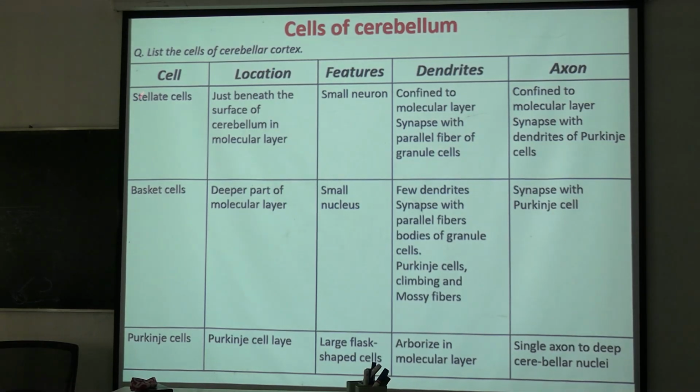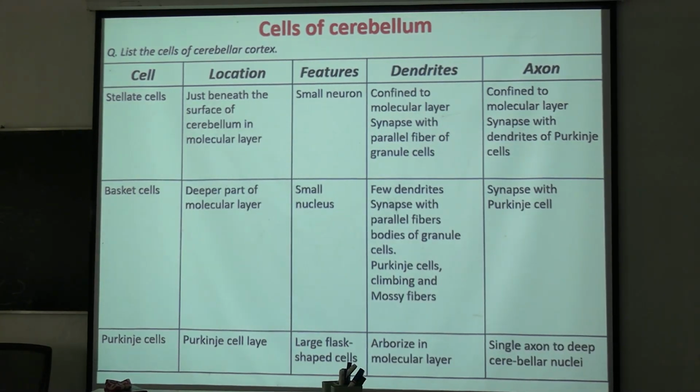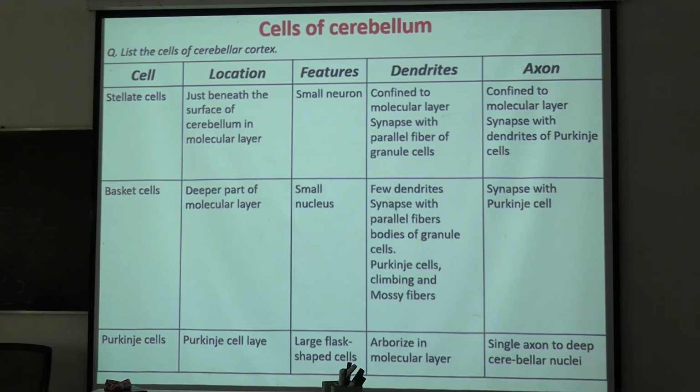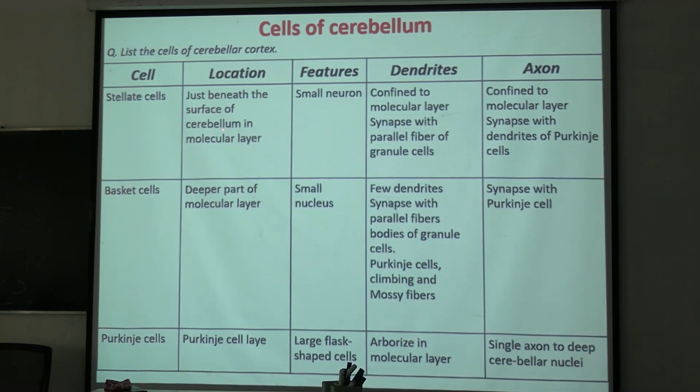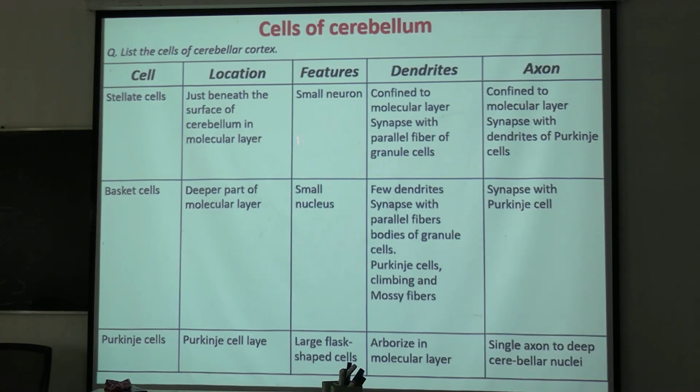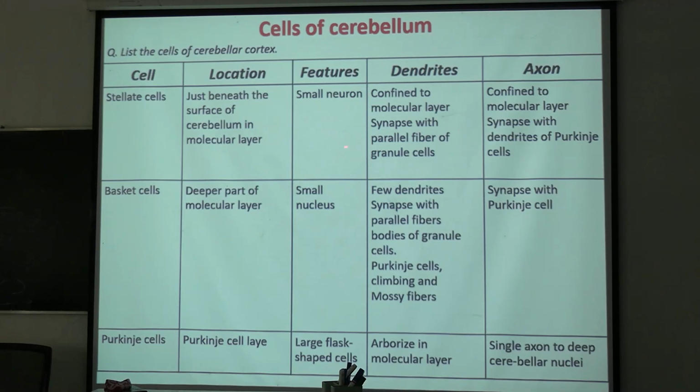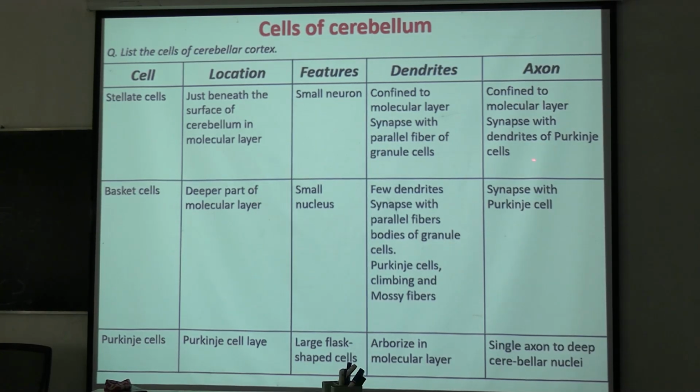These are the different cells, stellate cells. All the cells we have got in these three layers we are discussing. So stellate cells lie just beneath the surface of the cerebellum in the molecular layer. These are small neurons and confined to the molecular layer, synapsing with the parallel fibers of the granule cells. And axons of the stellate cells are confined to the molecular layer and synapse with dendrites of the Purkinje cells.